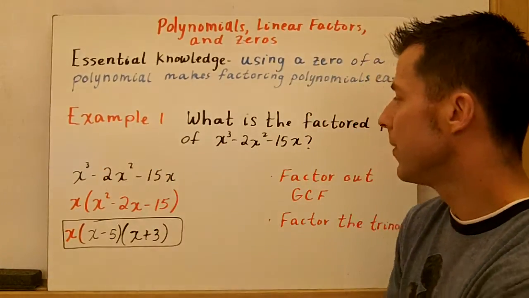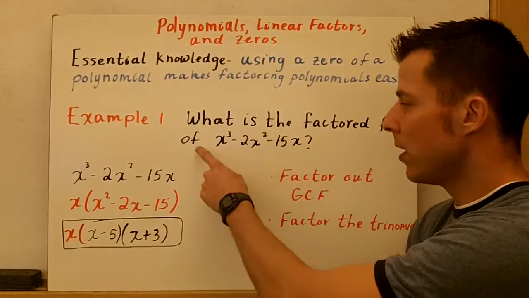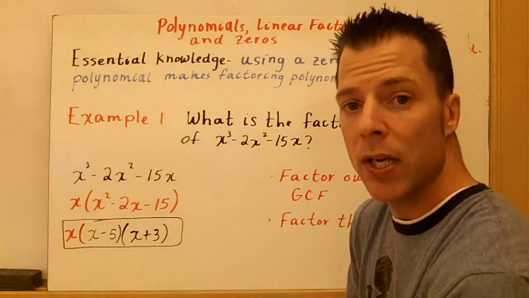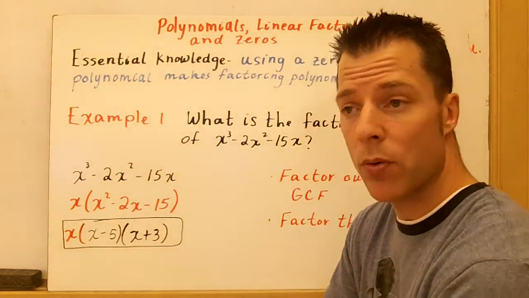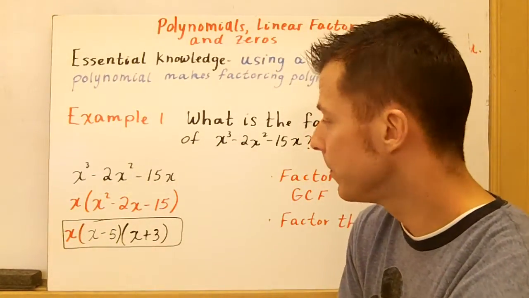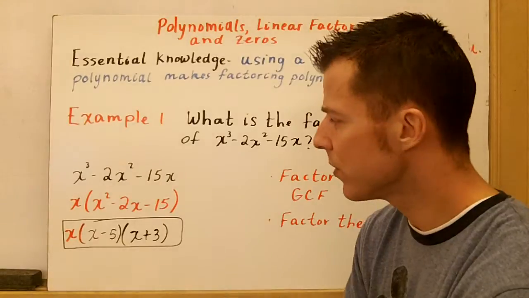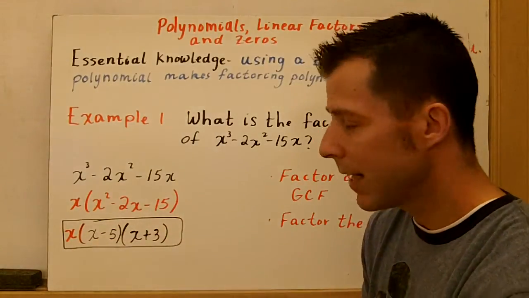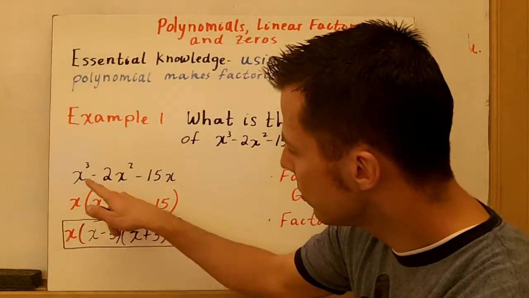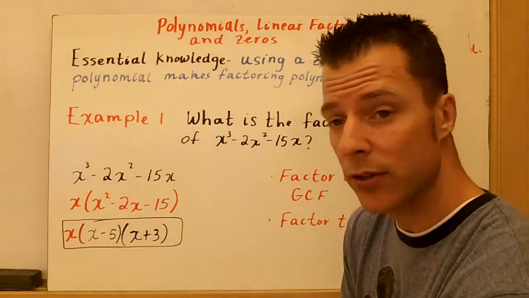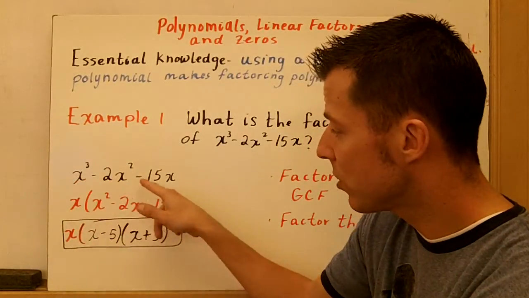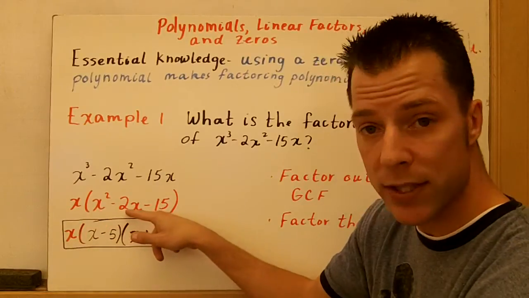Okay, so in example 1, what is the factored form of x cubed minus 2x squared minus 15x? We've done a lot of factoring with quadratics, but we really haven't talked about how to factor cubics or quartics, things of that nature. So first I rewrite the polynomial, and then I factor out the greatest common factor. Each of these terms has an x term, so I'm going to start there. When I factor out an x, really it's dividing each of these terms by that x value, and in parentheses that's what's left.